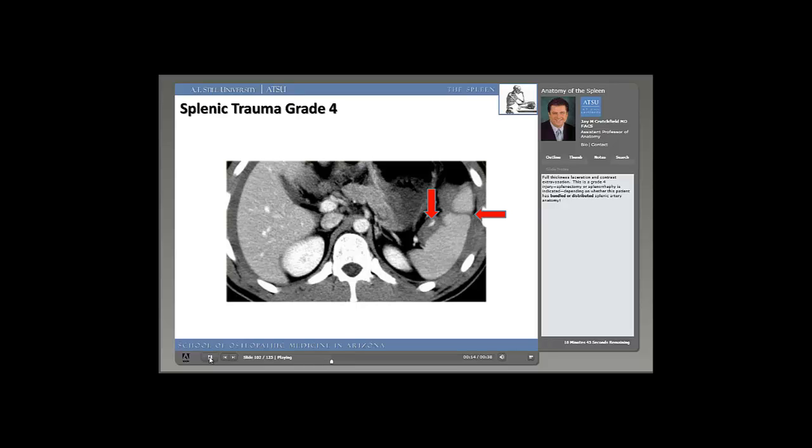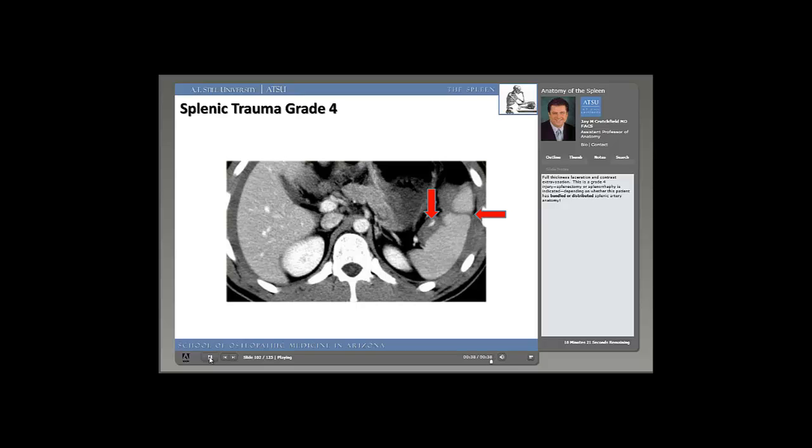The small white area is intravenous contrast leaking into the peritoneal cavity, and the horizontal red arrow shows a crack in the upper pole of the spleen, with blood surrounding the spleen. In my opinion, this is a grade 4, and one could argue that in the previous slide that was a grade 4 instead of a grade 3.